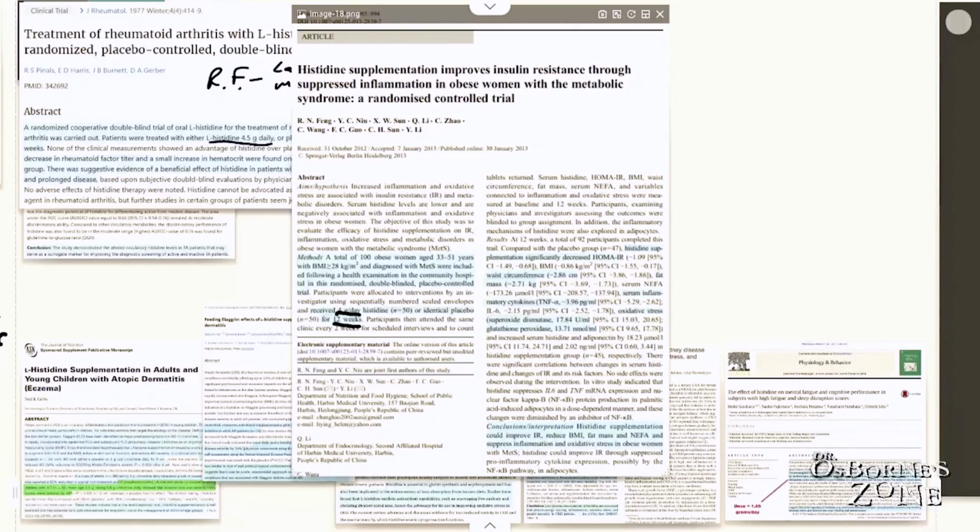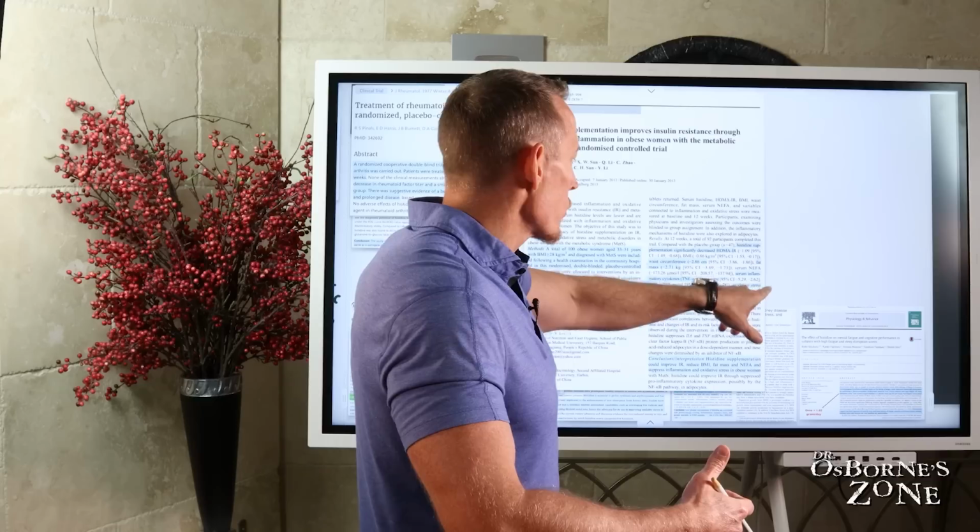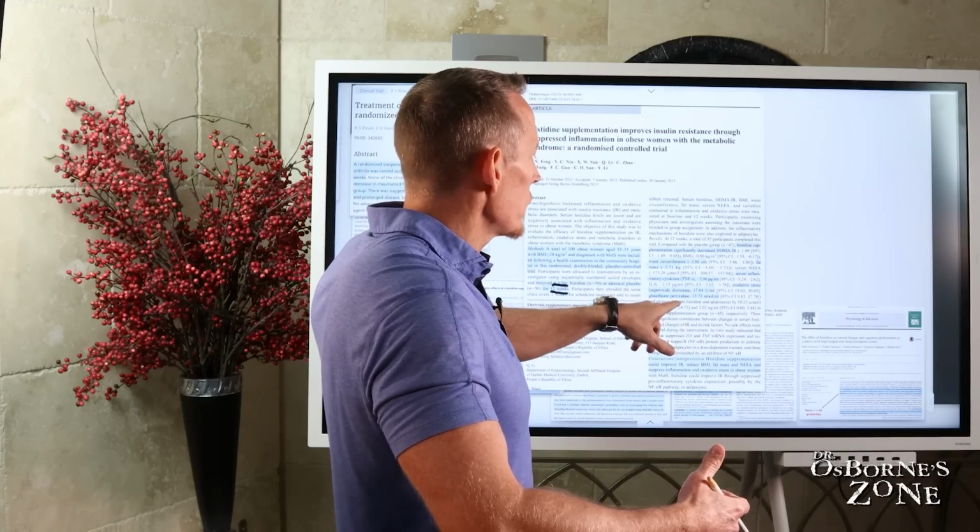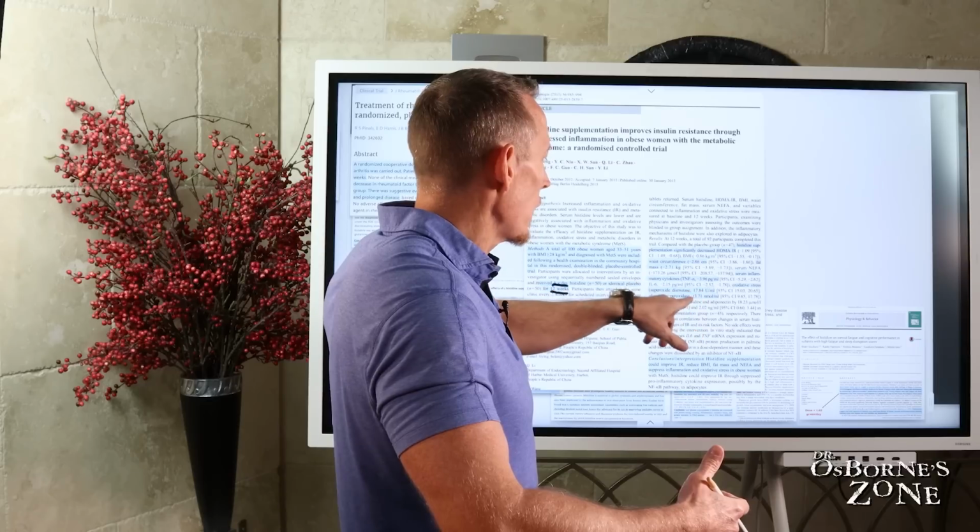And here's what they found. Histidine supplementation significantly decreased something called HOMA-IR, which is a measure of insulin resistance. So it improved these patients' insulin response. We know that it lowered their waist circumference, on average of 2.86 centimeters. It lowered fat mass by 2.71 kilograms. It reduced serum inflammatory cytokines TNF-alpha by almost 4 points. It reduced oxidative stress as measured through superoxide dismutase and glutathione peroxidase by almost 18 and almost 14 points, respectively.